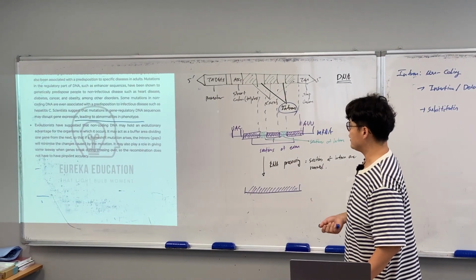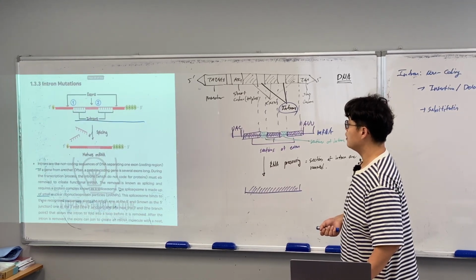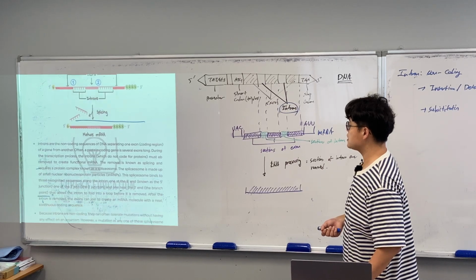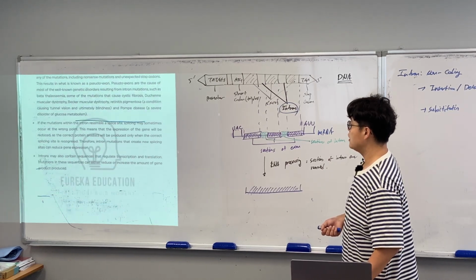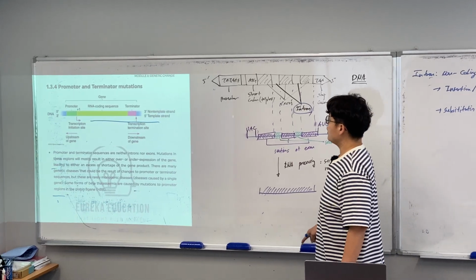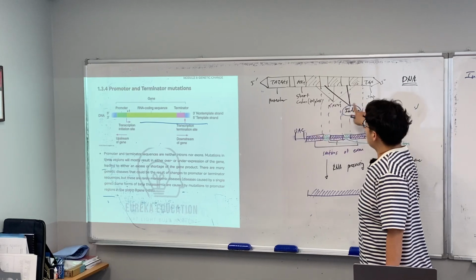Okay, and advantages of that too. So it's showing the intron mutation, the exon mutation, and splicing. It's all given in depth and detail. The last one is: what if we have a mutation in our promoters and terminators?